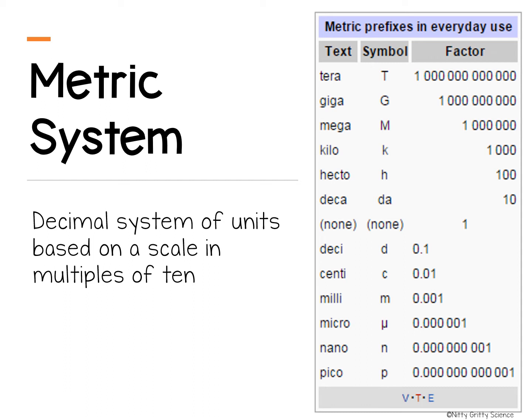Here we see a metric system based on the International System of Units. This system is easy to use because it is based on multiples of 10. Prefixes are used with the units to indicate what multiple of 10 should be used. So for example, the prefix kilo means 1,000. That means 1 kilometer equals 1,000 meters, whereas a millimeter would equal 1/1,000th of a meter.